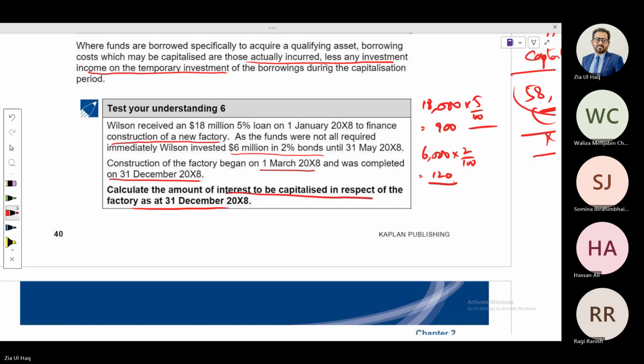Is that fine? The complete year was used in construction. This means for the complete year the interest amount should be capitalized. But we need to deduct what? Any investment income they have generated. So 900 minus 120. How much should be capitalized? 780, that is 780,000. Is it fine? Okay, let's move forward.